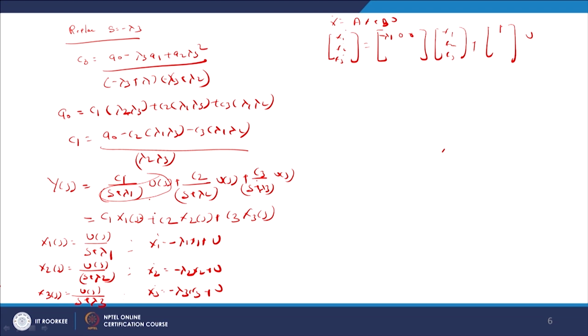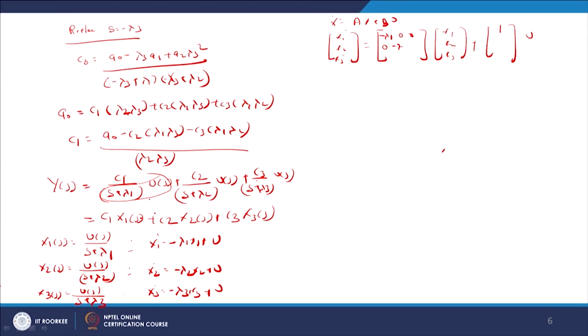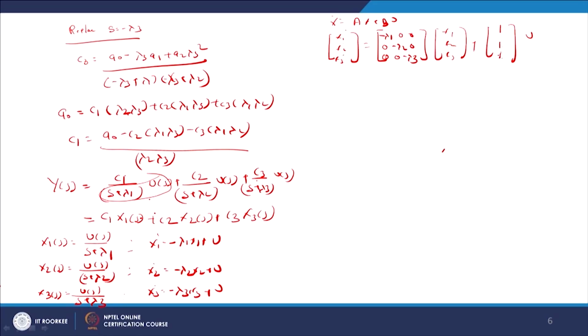Second, x2 dot, what is x2 dot? x2 dot equals, you just see here, minus lambda 2 x2 plus u, but there are no terms for x1 and x3, the terms for x1 and x3 are 0. So how will you write? So x2 dot equals 0, minus lambda 2, 0, and here there is also a term for u, that is 1. And now about the x3 dot, x3 dot equals, what will we write? 0, 0, minus lambda 3. So lambda 1, lambda 2, lambda 3, because here also in x3 dot there are no terms for x1 and x2. Let us see here, x3 dot equals minus lambda 3 x3 plus u, and this is the term for u. So this is the state space model.